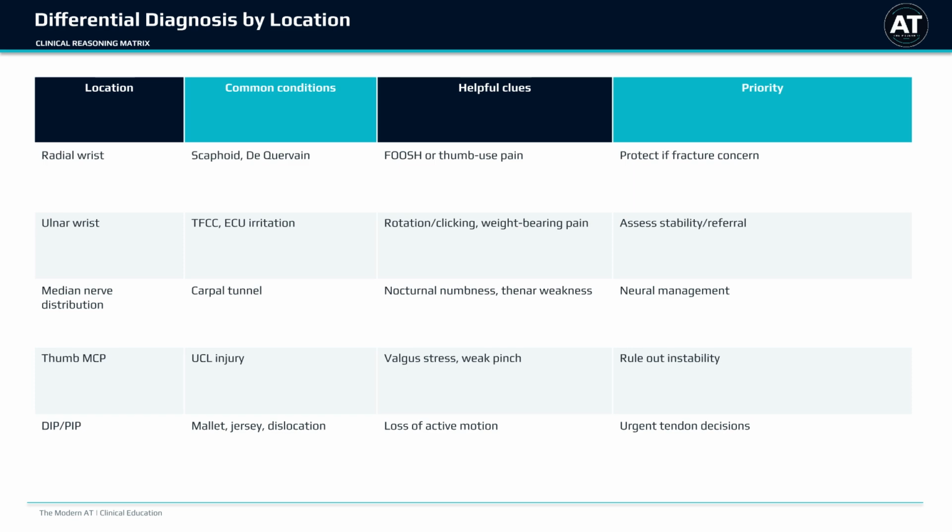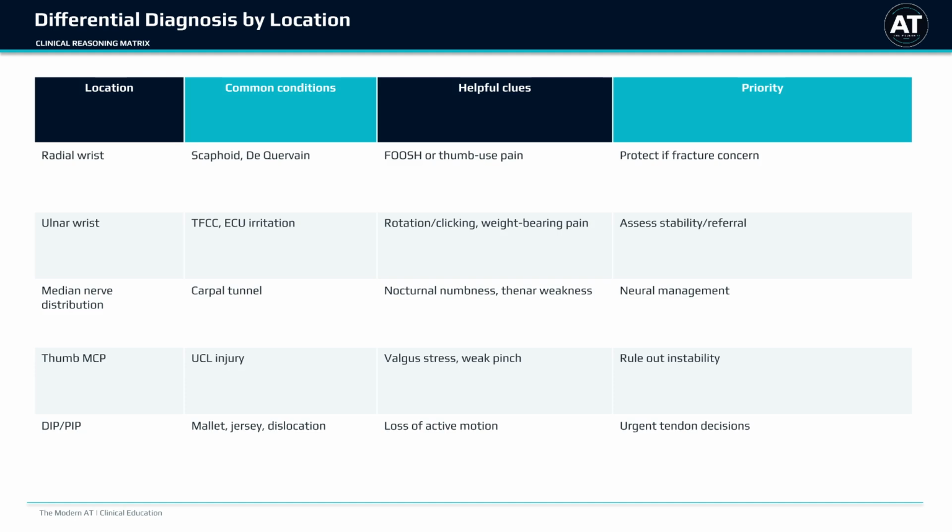Use this matrix as a quick clinical map. Radial wrist pain includes scaphoid injury and de Quervain, but the mechanism separates them. FOOSH with snuff box tenderness is fracture concern. Gradual radial styloid pain with repetitive thumb use is more consistent with tendon overload.